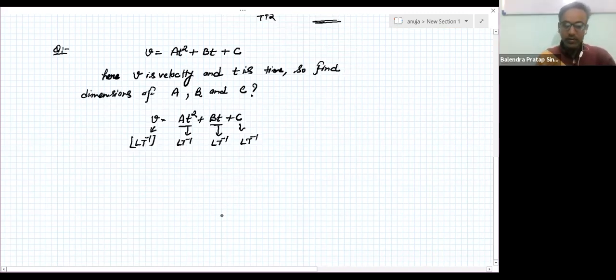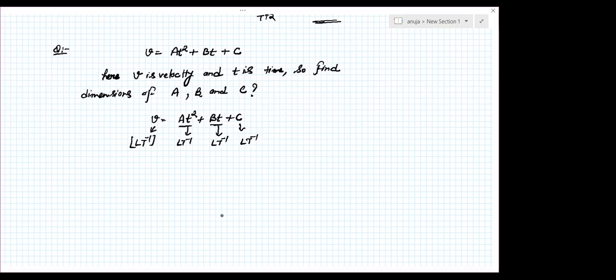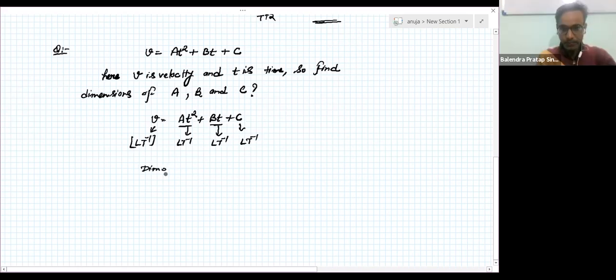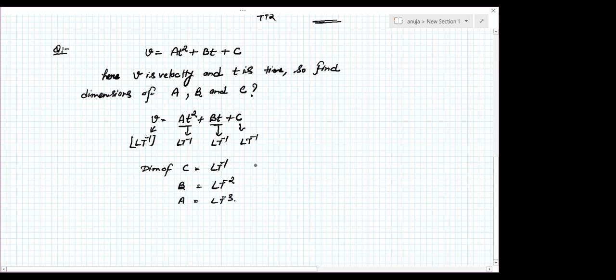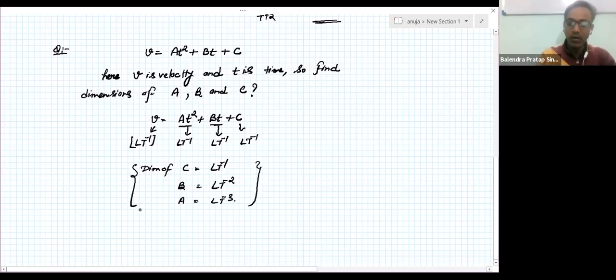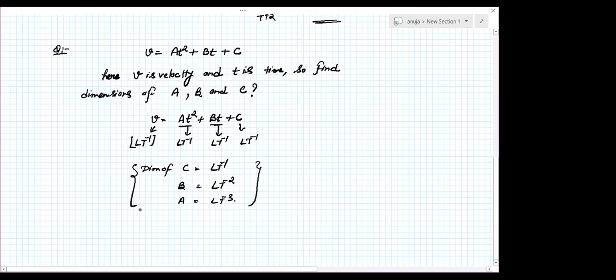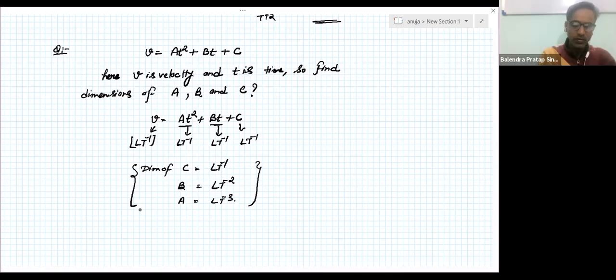Sir, the dimension of C is equal to LT minus 1, the dimension of B is LT minus 2, and the dimension of A is equal to LT minus 3. Okay, so I think you are familiar with this type of question. You can easily solve it.